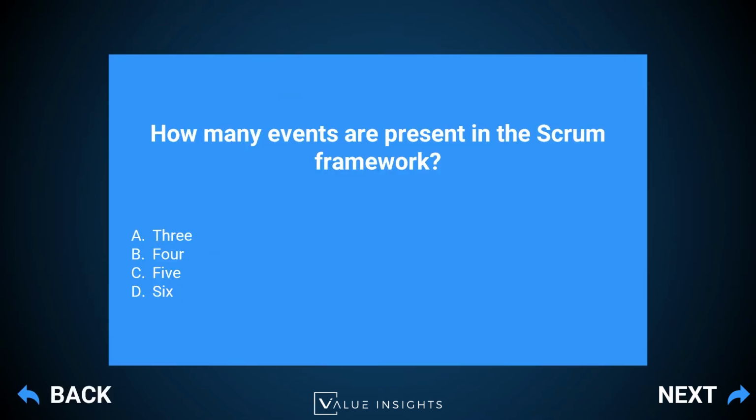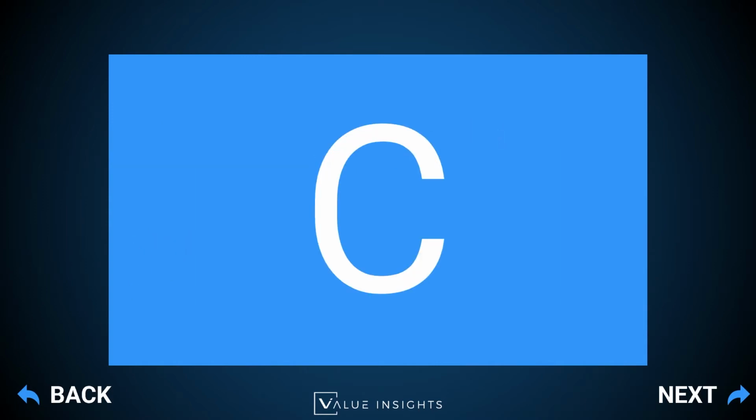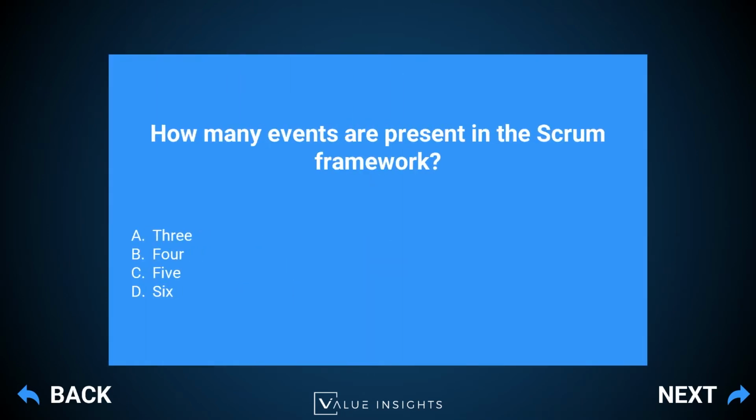So our first question is, how many events are present in the Scrum framework? A, 3, B, 4, C, 5, or D, 6? You can pause and think, and let's have a look at the answer. So our answer here is C, which means basically 5 events.